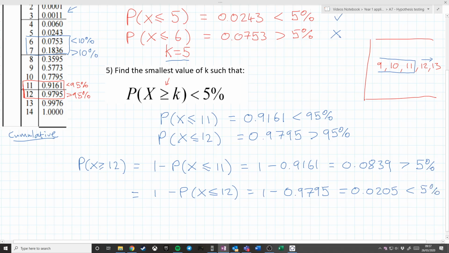And so now we feel like we're a lot more back in the situation we had above. What is less than or equal to 12? Well, less than or equal to 12.